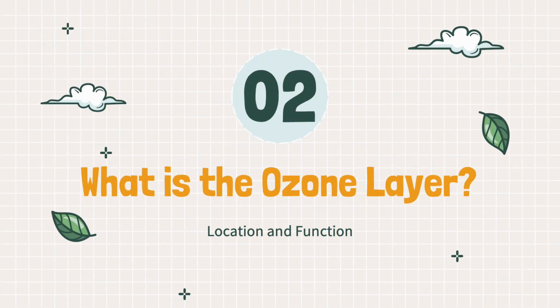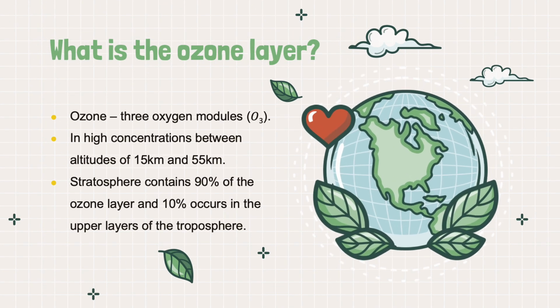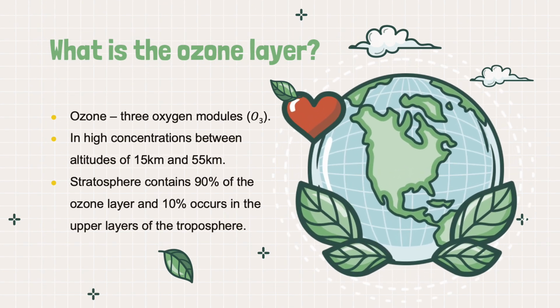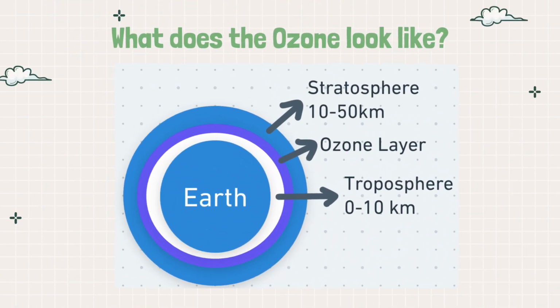Now, for the focus of this video, let's look at the location and the function of the ozone layer. The ozone is represented by 3 oxygen molecules. It is found in very high concentrations, between 15 kilometers and 55 kilometers in altitude. The stratosphere contains approximately 90% of the ozone layer, and the other 10% of the ozone layer is located at the very upper layers of the troposphere. Here is a diagram that shows you where the ozone layer sits in relation to the troposphere and the stratosphere.